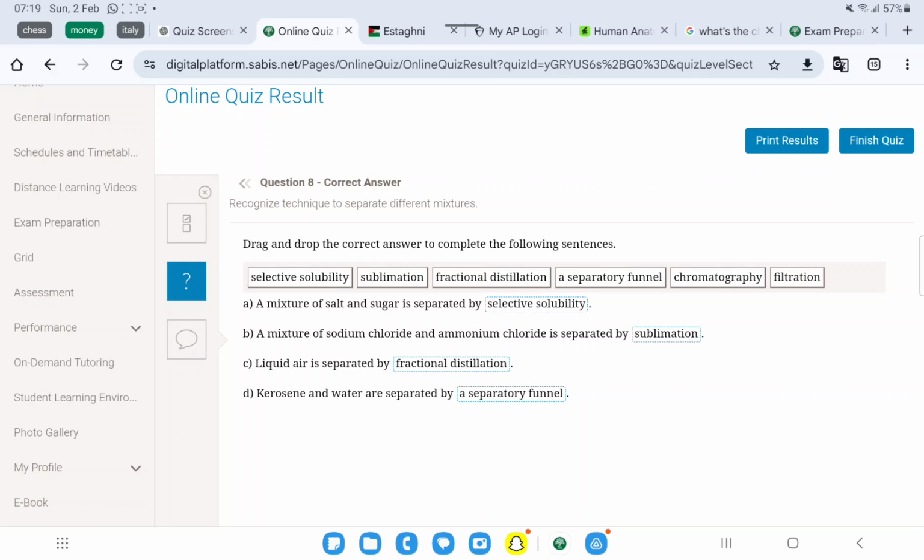What I realized is when it's chloride, a lot of the time it's sublimation. So just know that it's sublimation. Or if it's something that you don't know, put sublimation if it doesn't work for anything else.